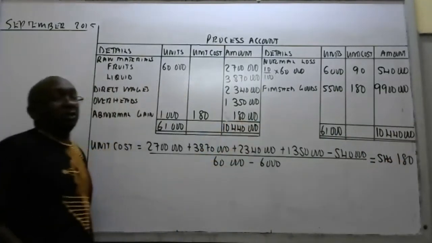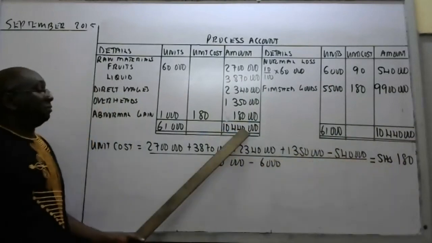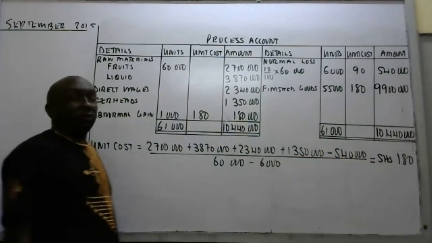But I told you this bit is not very important, especially when you are working with decimals. It may not exactly balance. But if you hide the decimals, it should balance.